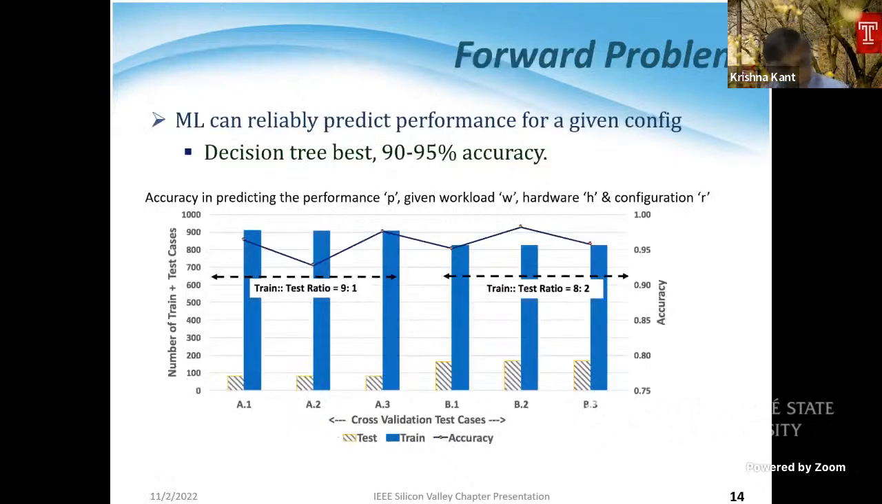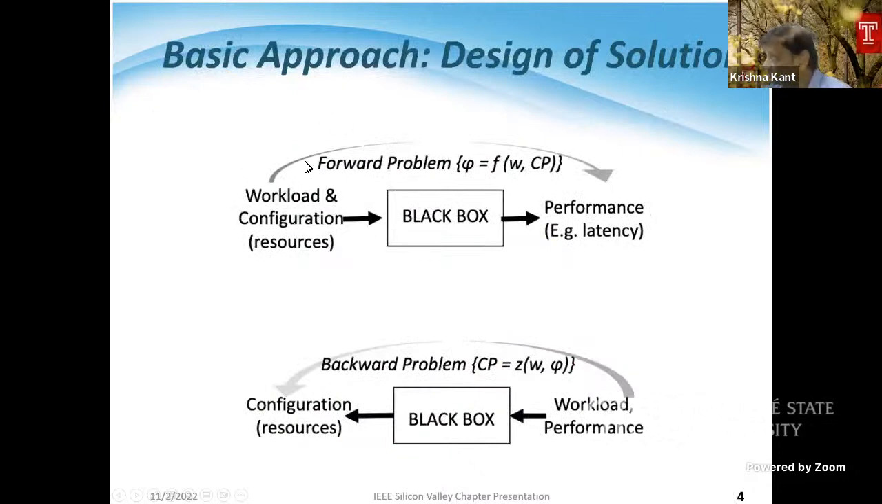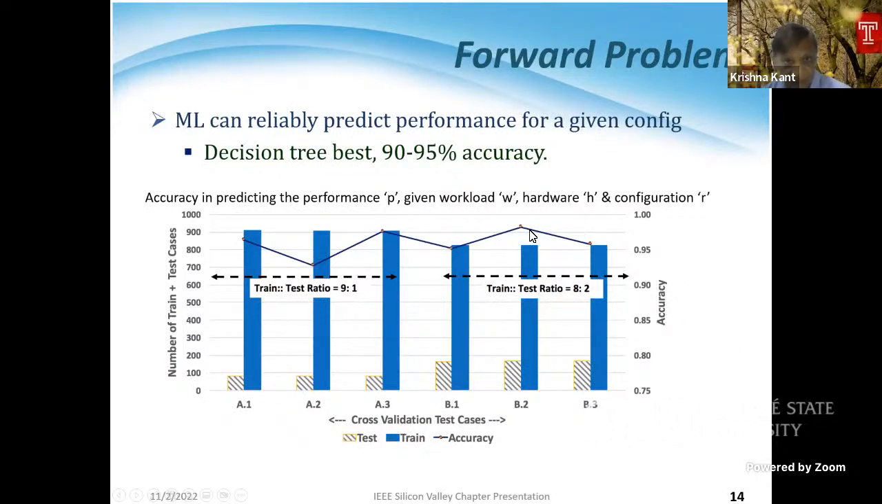So since we have the data, the first thing that obviously comes to mind is, hey, why don't we use machine learning? We did that. We tried a whole bunch of algorithms. It turned out that the decision tree worked the best. We also found that the forward problem, where you're given the workload and the configuration and you're trying to find the performance, works very well. You have an accuracy of about 95% in almost all the cases. That's pretty good.